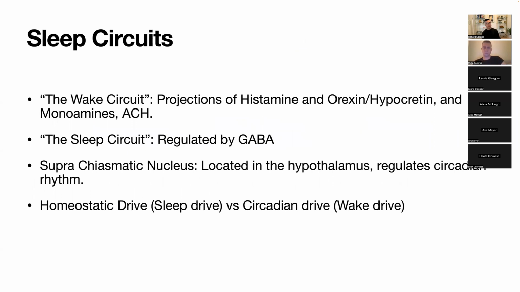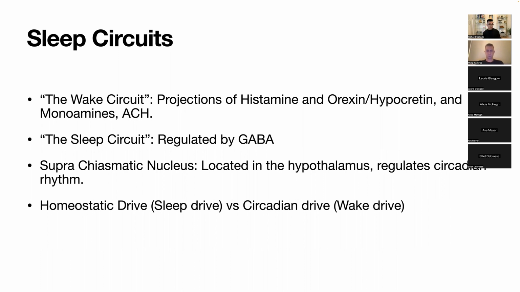Sleep circuits. I'm going to try to simplify it as much as possible. I know it makes it a little complicated, but there are two circuits that are competing. You have the wake circuit, which is from the ascending reticular activating system. We're going to look at that in the next slide, but remember, it's projections from the brain stem that go up to your cortex. Those are projections of histamine, orexin or hypocretin, the monoamines, and acetylcholine. Anytime you block any of those projections or neurotransmitters, there's a risk of the patient having impaired cognition or feeling a little bit drowsy. So that's the wake circuit.